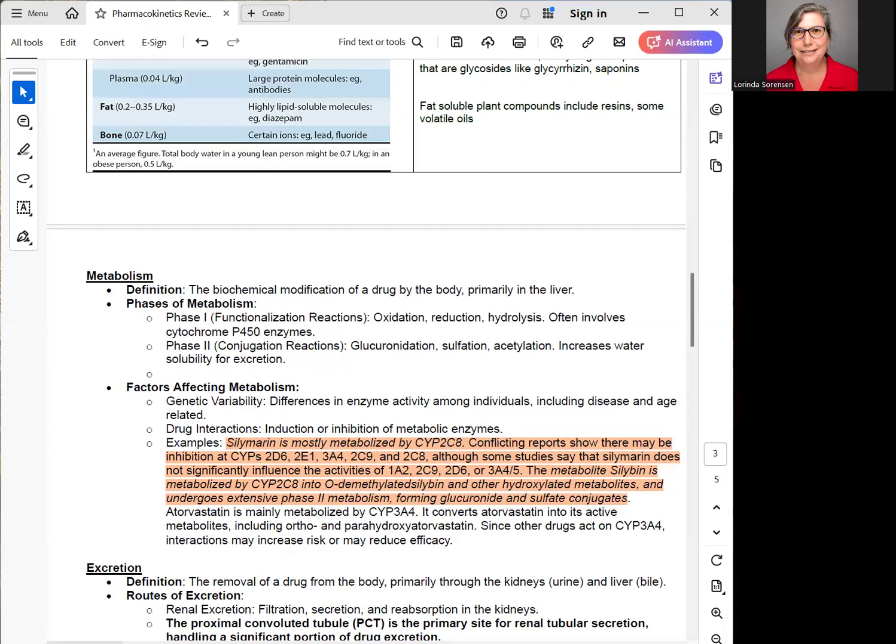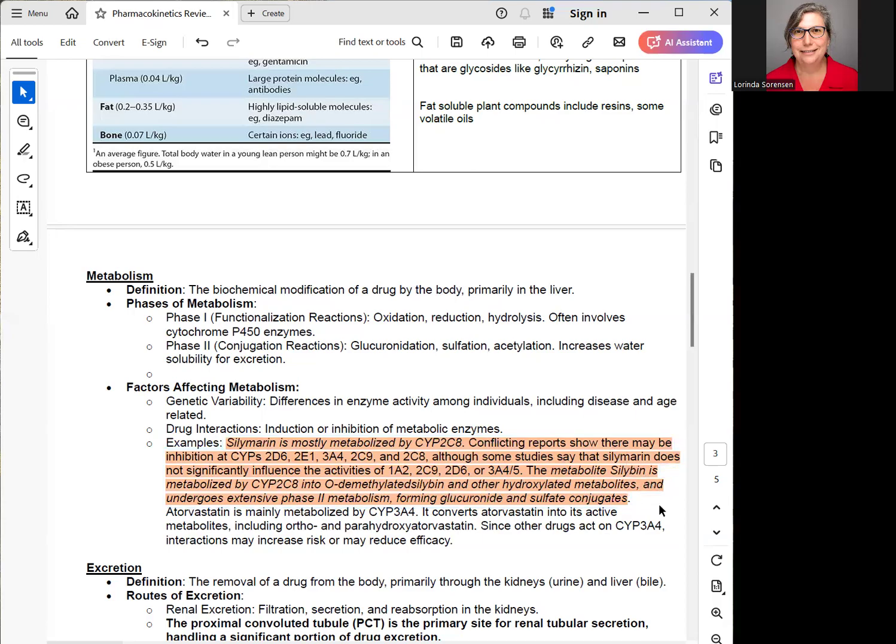So silymarin is mostly metabolized by CYP2C8, which is not one I think about in the scope of drug interactions. There's conflicting reports on other CYPs that are involved in it. 1A2, which is really interesting. That's one of the ones that acetaminophen works on. 2D6 metabolizes a lot of drugs. 3A4 and 5 metabolize a lot of drugs.